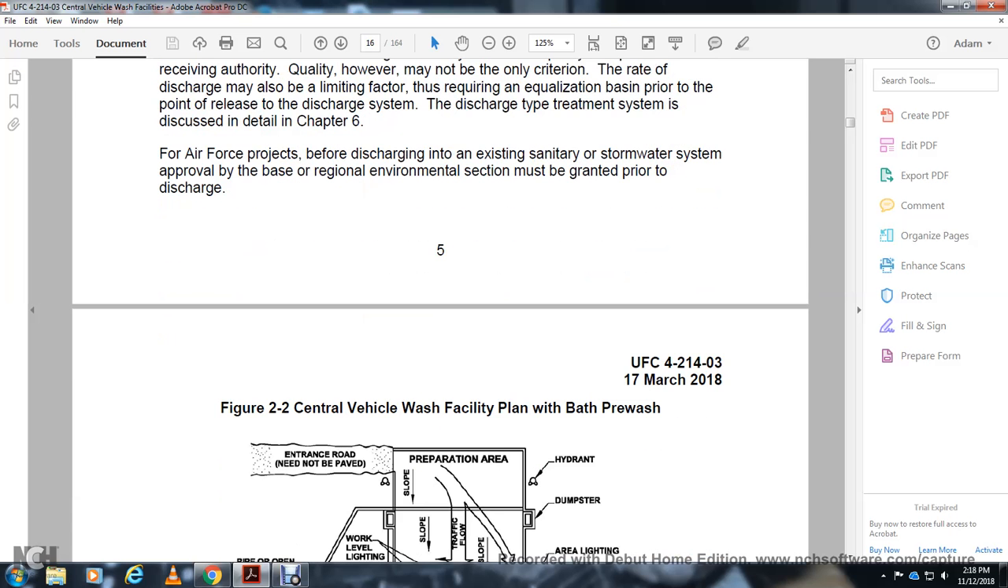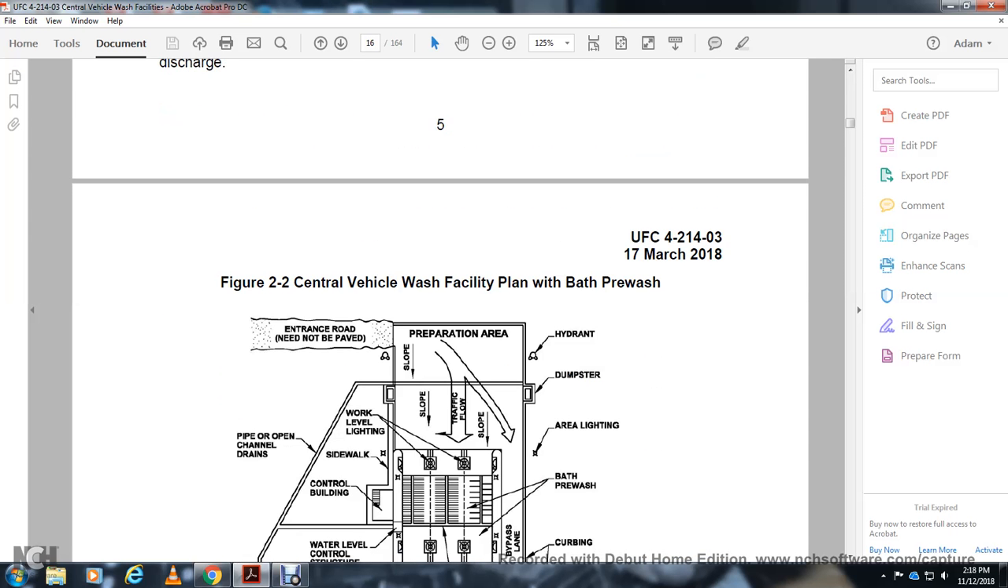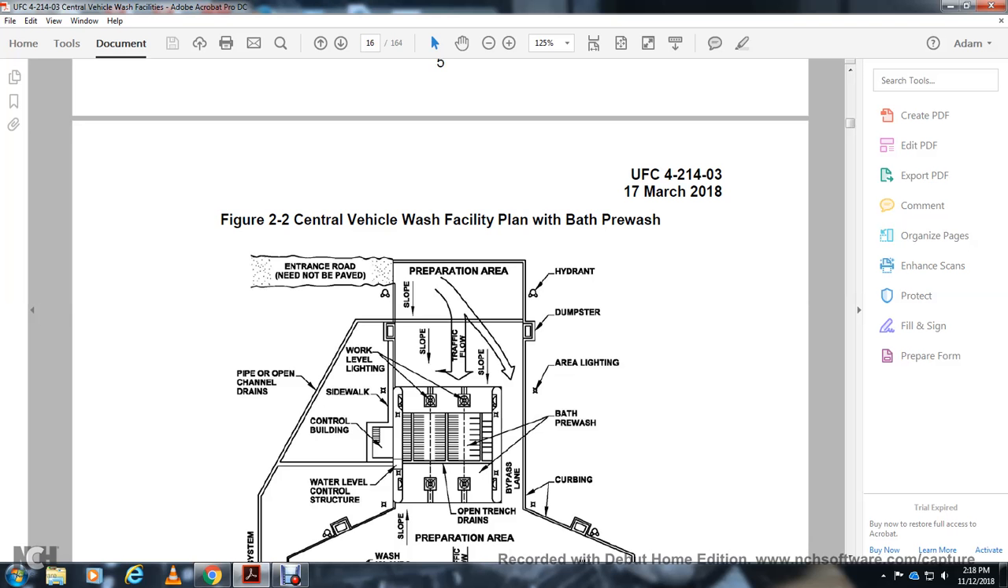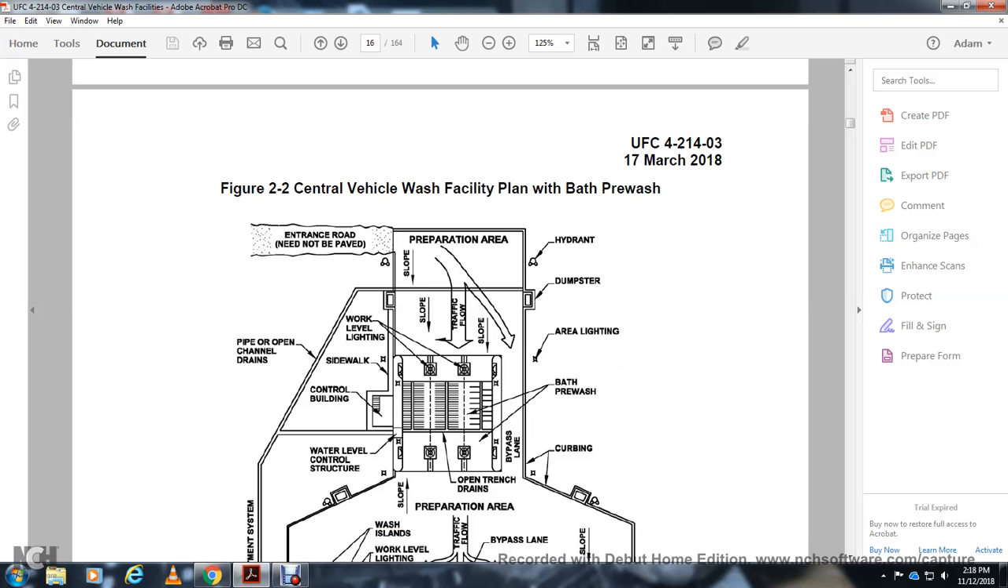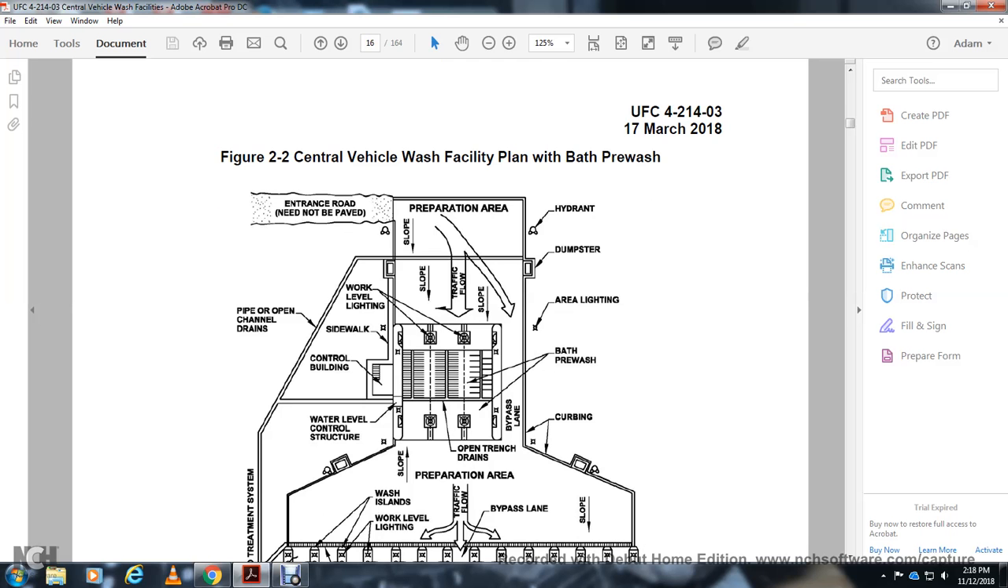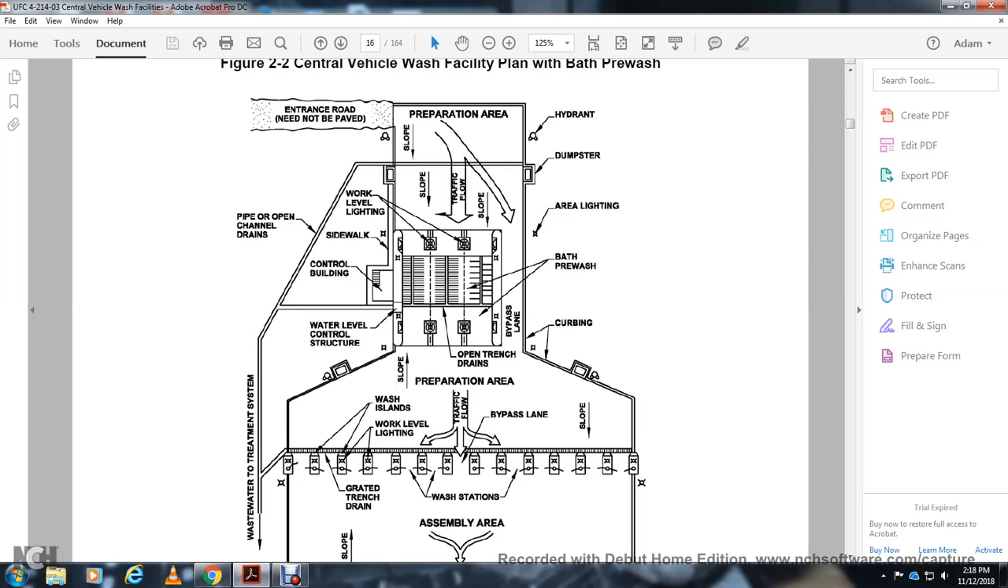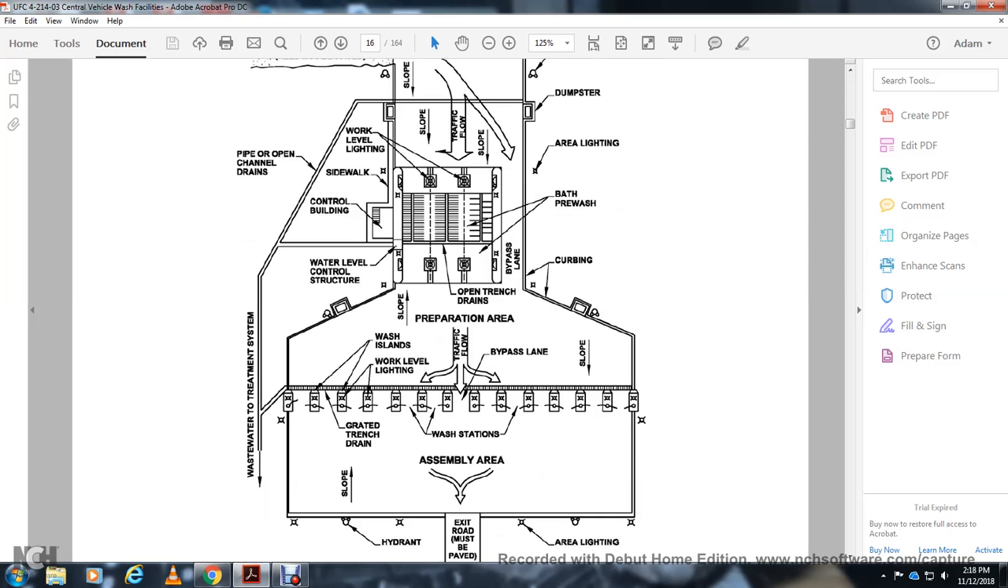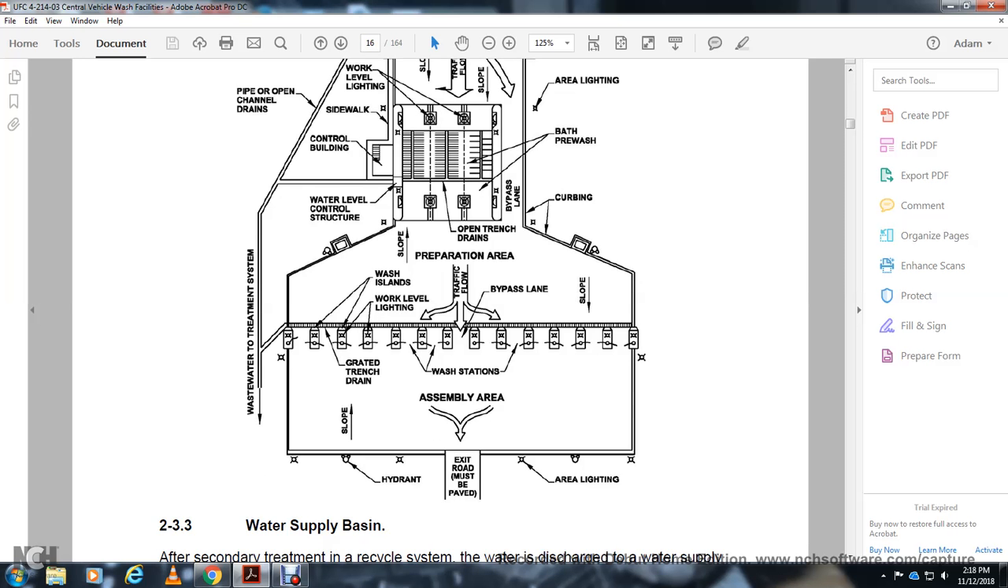Figure 2.2, a central vehicle washing facility plan, shows the pre-wash, with the entrance not being paved, a preparation slope, and the slope of the traffic flow. It shows the hydrant, dumpster area, lighting, pre-wash with curbing, work-level lighting, and sidewalk of the control building. It also shows the pipeline, the drain water level, the control sections, the bypass lane, open trench drains, open preparation slope of the washing area, working lighting in the bypass lane, a granite trench drain, and the washing station assembly over the slope carrying wastewater to the treatment system, the hydrant, and the area of the exit road, which must be paved.